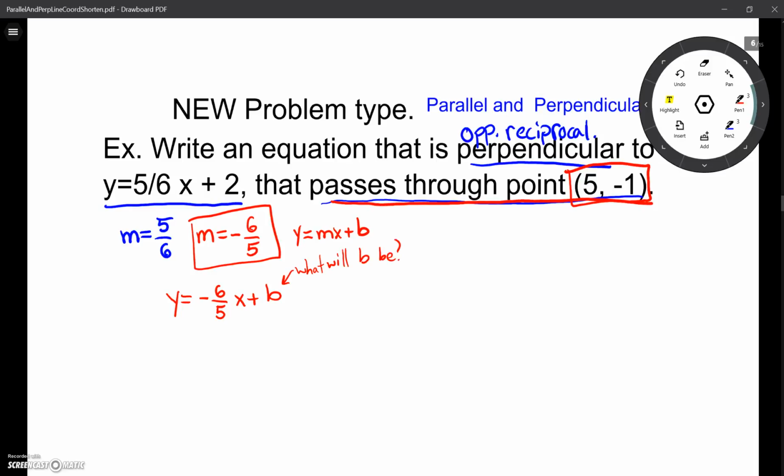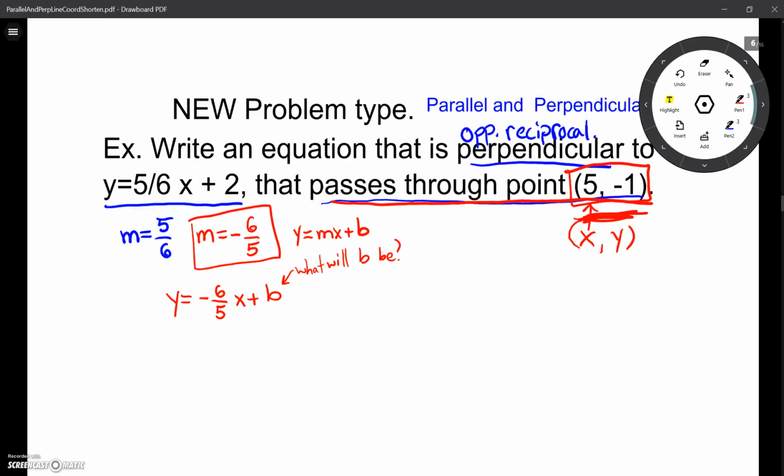So, to do that, I have to solve this equation for b. But the problem is, I have 3 variables in here. I have a y, an x, and a b. So what I need to do is figure out what values I can use for the y and x so that my only variable is b. Conveniently, they gave me a coordinate here. And isn't a coordinate just an x and a y?